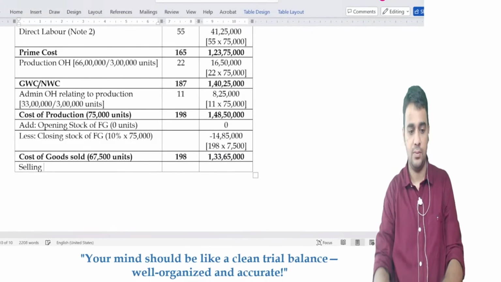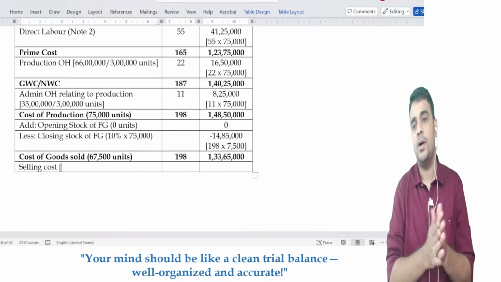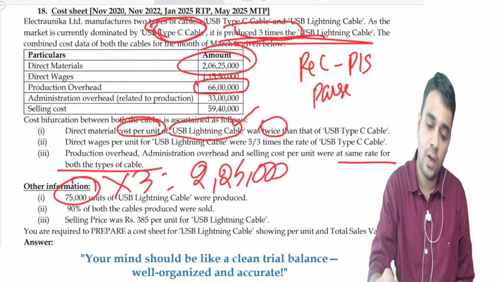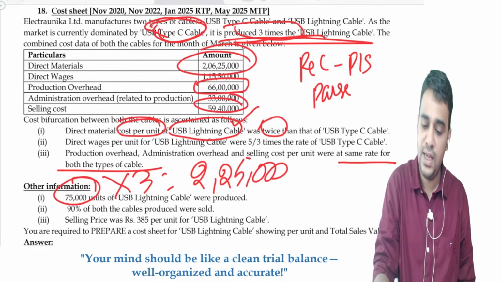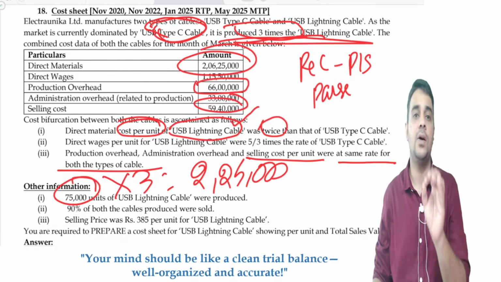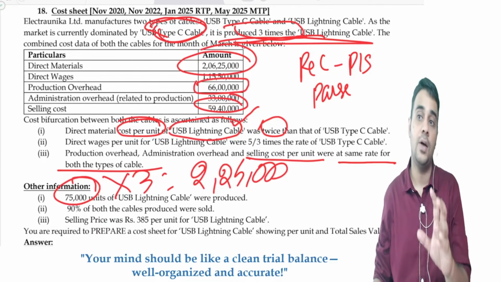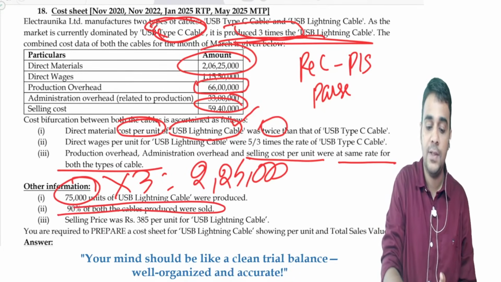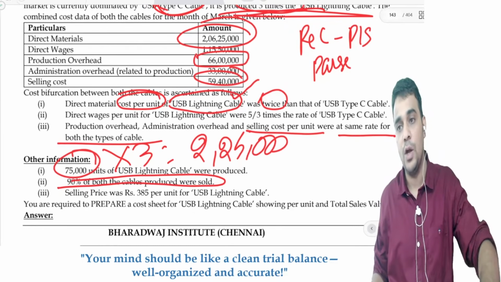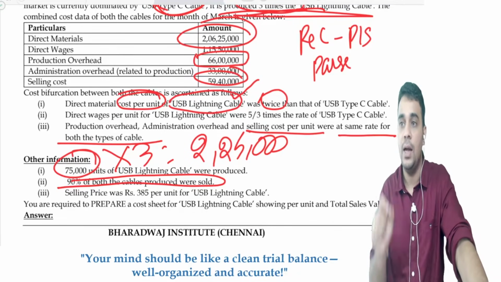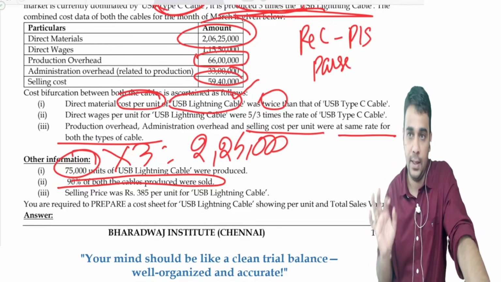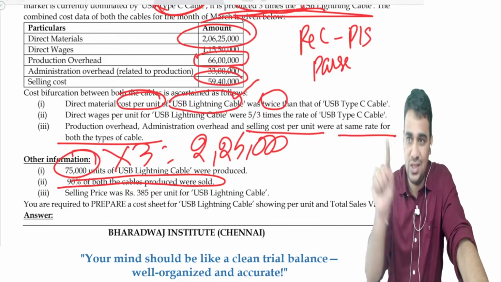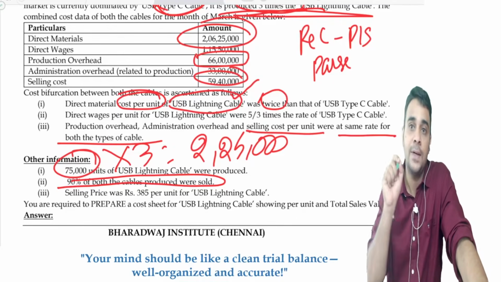Selling cost. Now listen. Selling cost is also the same at a per unit level. The only problem is selling cost is only on units sold, and other costs were on units produced. 10% of both the cables are in stock and 90% was sold by the company. Overall production was 3 lakh cables. In that, 90% is sold.